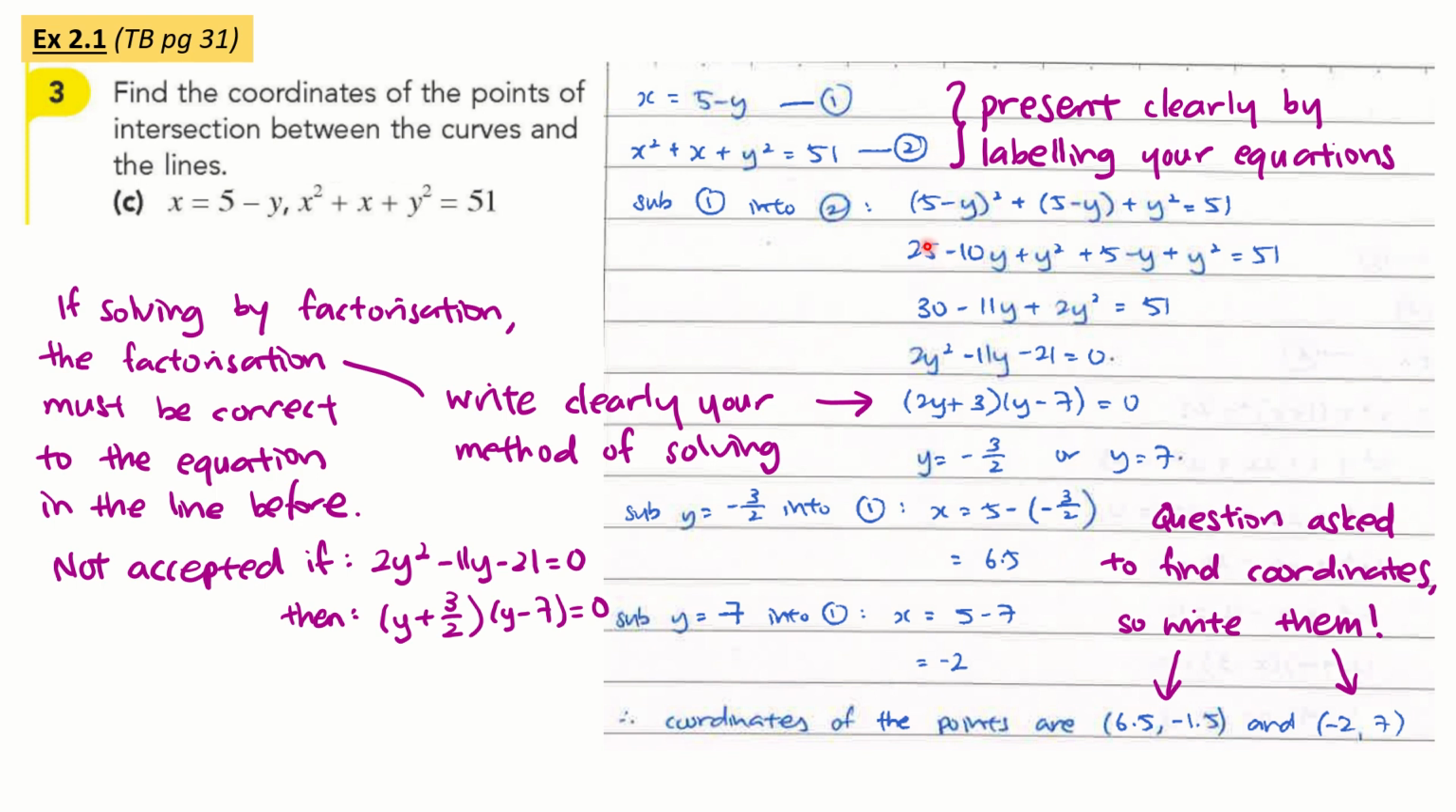Then when it comes to solving, many of you manage to arrive at a quadratic equation, to get 2y squared minus 11y minus 21 equals 0. Then the process of solving needs to be very clearly stated. So my choice of solving is by doing quadratic factorization. I noticed that this equation itself could be factorized, so I did that and I arrived at this one. So you need to state very clearly your method of solving. There are a few of you who did not state this method of solving.